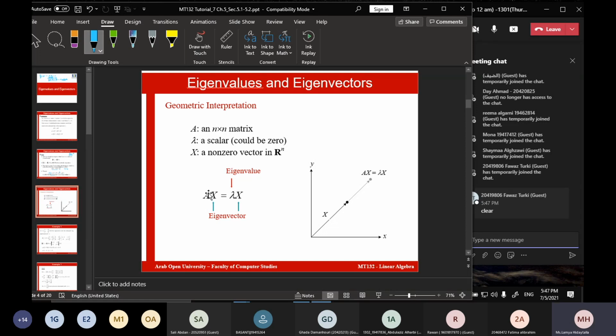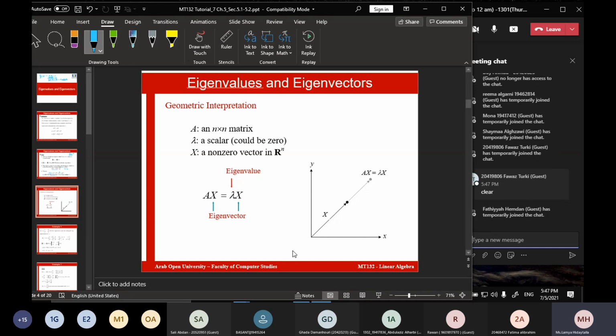Actually, what's the meaning of that? Ax is equal to lambda x, where x is the eigenvector and lambda is the eigenvalue. That means what we did for this vector x: this was the vector, and now the new vector, if lambda is positive, is just an extension of that vector. Of course, if lambda is negative, you are going to have it in the opposite direction.